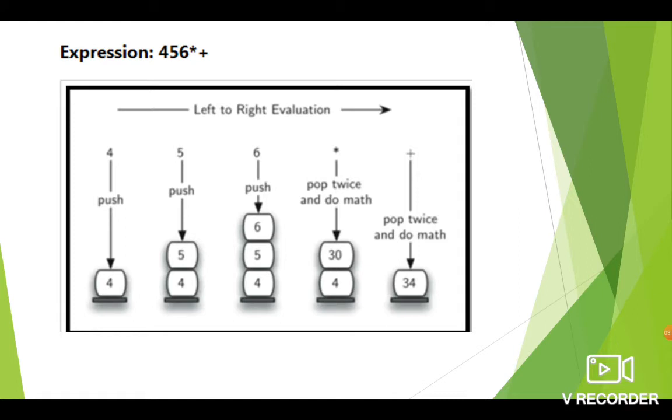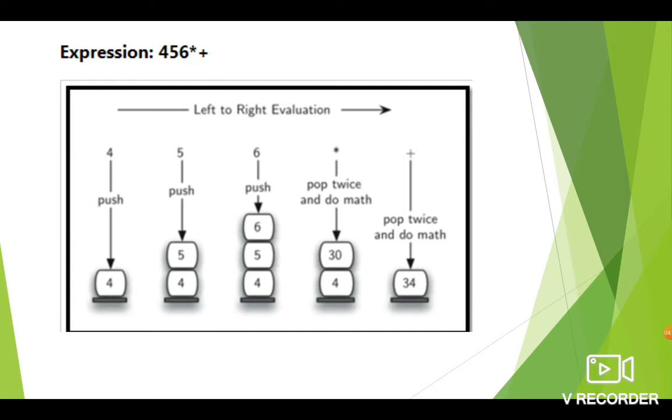The next one is operator. If the symbol is an operator, then you have to fetch two operands from the stack. You have to pop twice. So the topmost items, that is 6 and 5, are popped out and we apply the star operation, the multiplication operation between the operands 6 and 5. So 6 and 5 are multiplied with one another. The result is 30. The result is again pushed onto the stack.